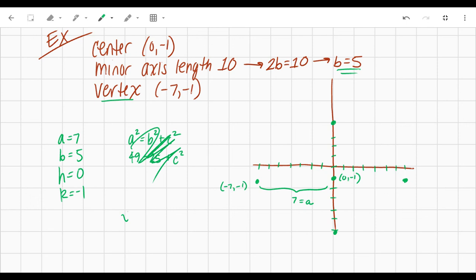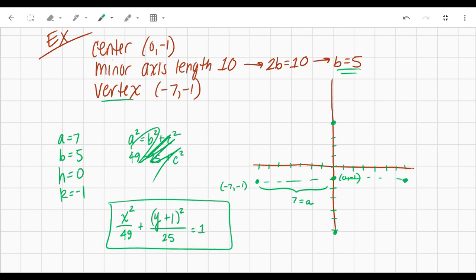So x squared over... the fact that your major axis is horizontal means that your a squared will go under x. So 49. And then y minus k. So y minus negative 1, so y plus 1 squared over b squared equals 1. That's it. That's your equation. So use the information to put your puzzle together and then put your equation together.